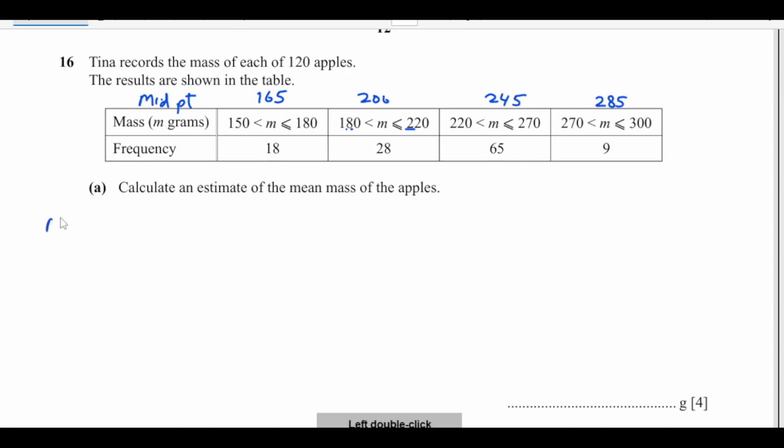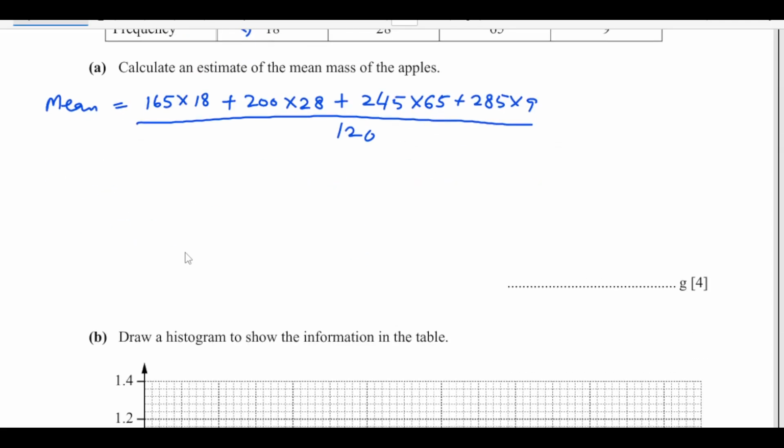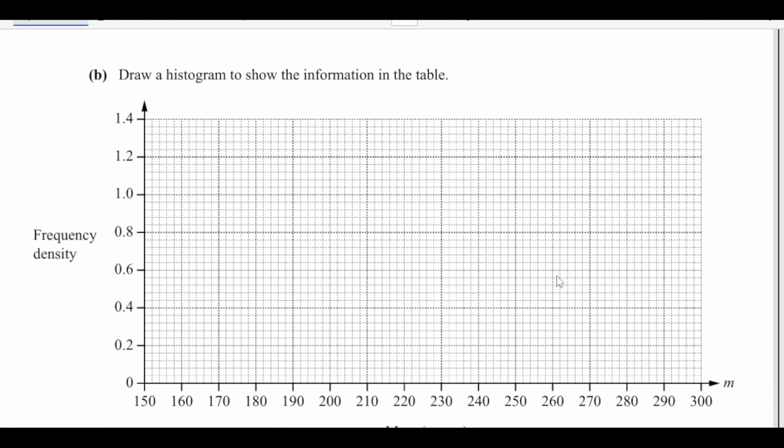So the mean is going to be 165 times 18 plus, you're just going to multiply these two columns here, 200 times 28, plus 245 times 65, plus 285 times 9, divided by the total number of apples, which is 120. So just plug in the values, calculate, and you get 225.5.